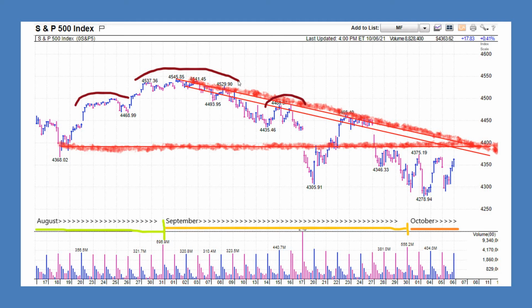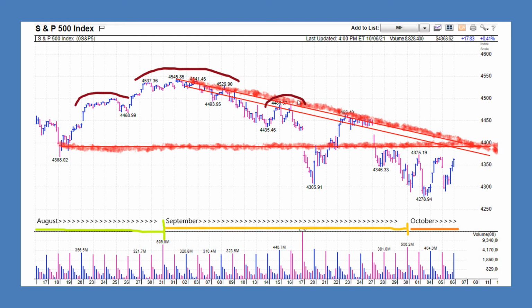Let's go to the next slide. This is the stock market that everybody's interested in. Now, I drew this early this morning before the market opened, but we're going to talk about some trends. This is a very short-term chart. This is August, September. Now we're in October.